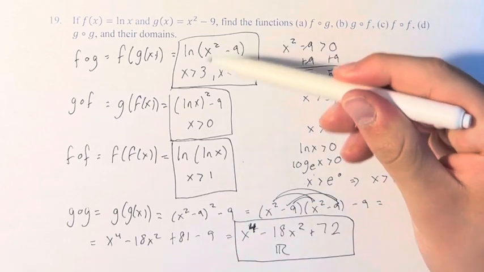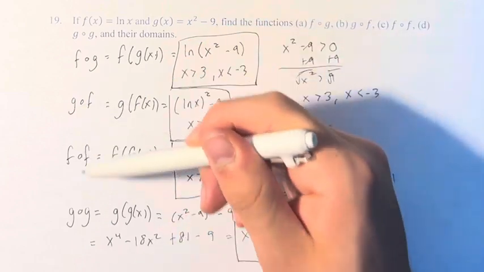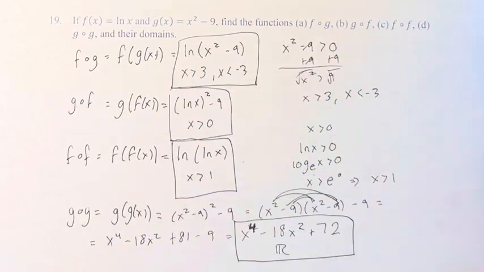So we have A, B, C, and D: f of g, g of f, f of f, and g of g, and their respective domains.